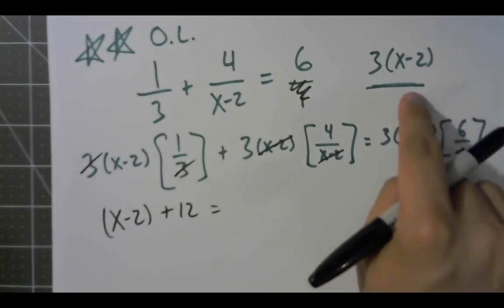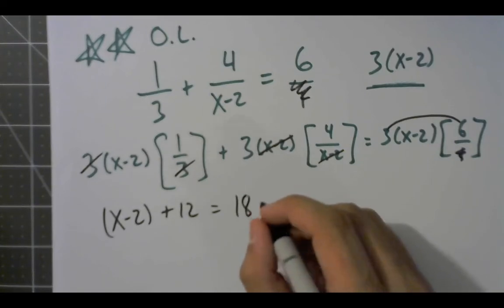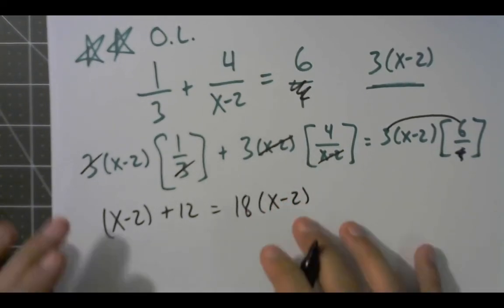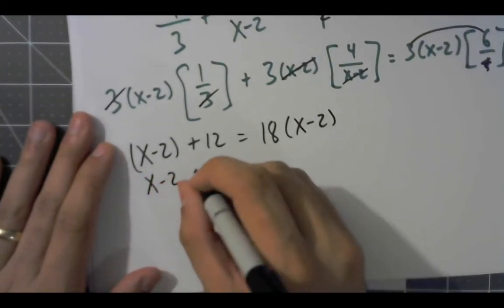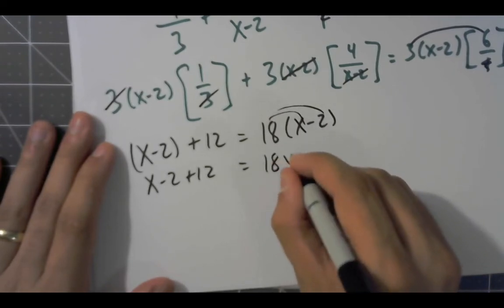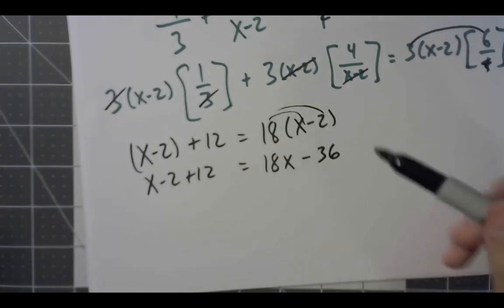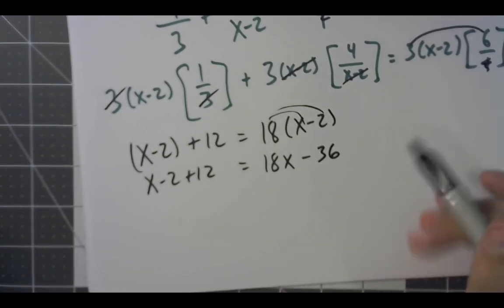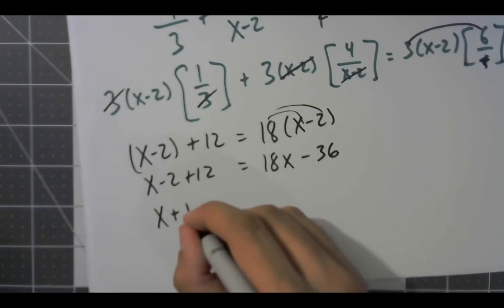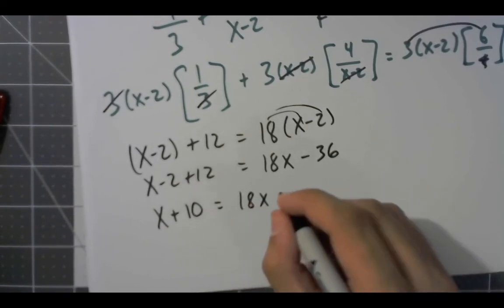I've seen a lot of people get tripped up on this. What I'm going to do is combine these first into 18 and leave x minus 2 there for a little bit. All right, well, I have x minus 2 plus 12 equals, and I'll distribute this in, 18x minus 36. It's a negative 36. The biggest problem is people forgetting negative signs. So x plus 10, negative 2 and 12, equals 18x minus 36.